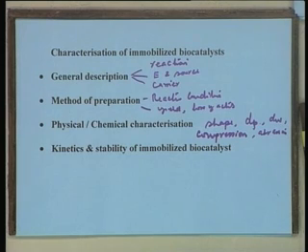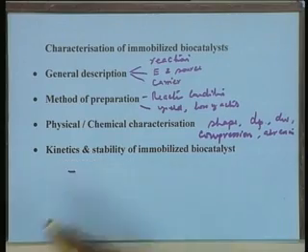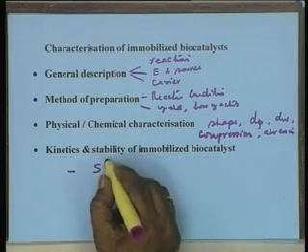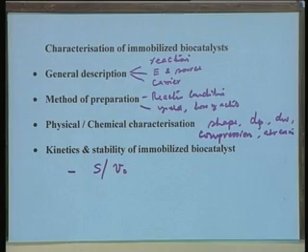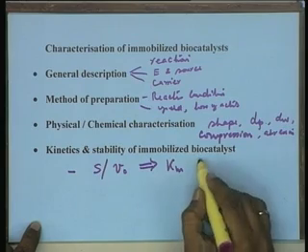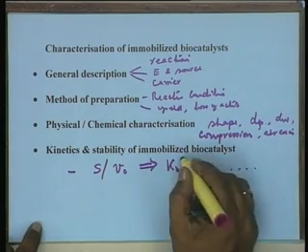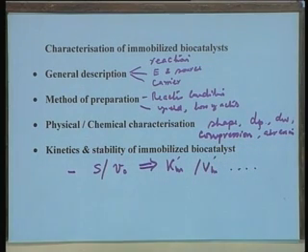Then the final is kinetics and stability of the immobilized biocatalyst, a very important feature which probably dictates the choice of the immobilized enzyme preparation. As far as the kinetics is concerned, as we have seen for the soluble enzyme, it is the substrate concentration versus initial reaction velocity. That means the effect of substrate concentration on initial reaction velocity. That was the major kinetic characterization of a soluble enzyme, which gives you information about Km, Vm and other kinetic parameters. And by convention we represent the kinetic parameters for an immobilized enzyme or immobilized biocatalyst by K prime m and V prime m. The prime is added just to indicate that we are reporting an immobilized preparation, just as a convention.